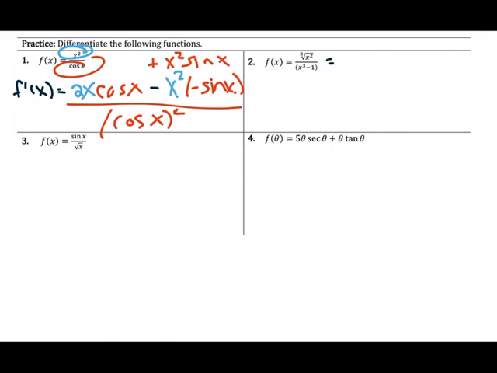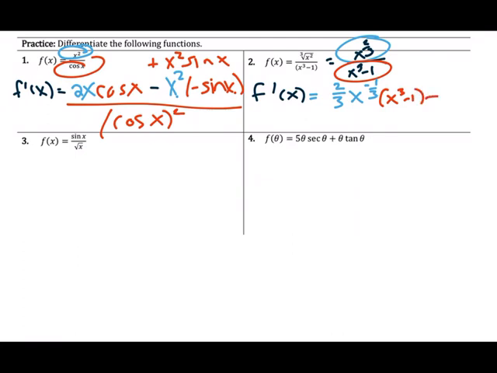For number 2, I'm going to go ahead and rewrite my numerator using rational exponents. So this is going to be x to the power of 2/3 over x cubed minus 1. So identify your two functions. The derivative of the blue function is going to be 2/3 times x to the power of negative 1/3. That gets multiplied by our denominator function, minus the original numerator times the derivative of the denominator, which is going to be 3x squared. And that entire thing is over the denominator, x cubed minus 1 quantity squared.